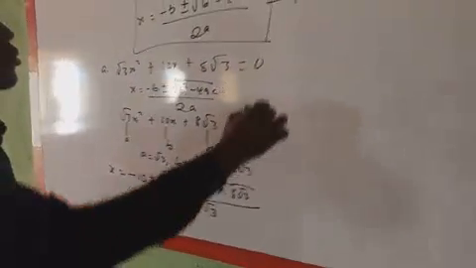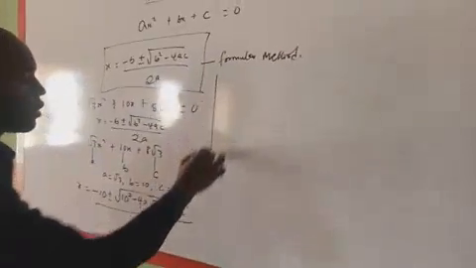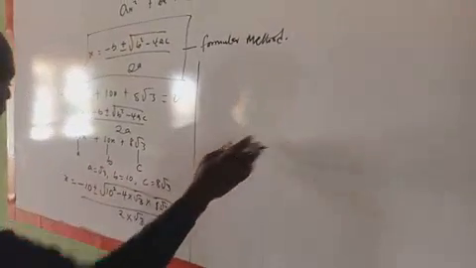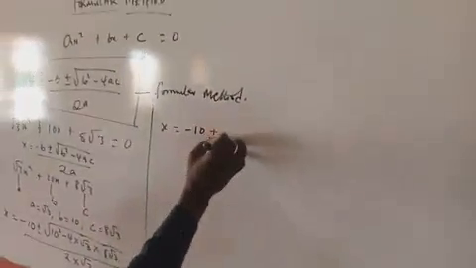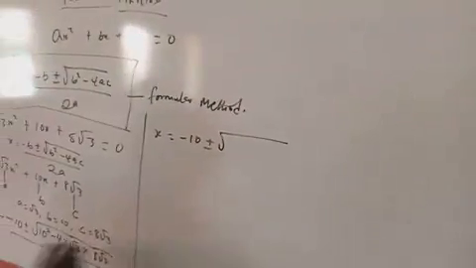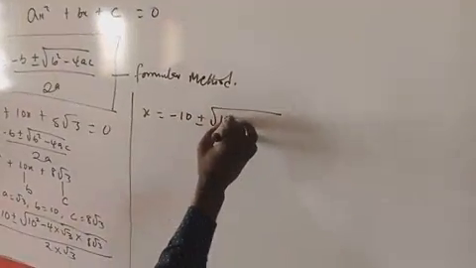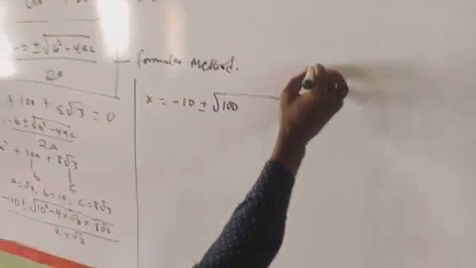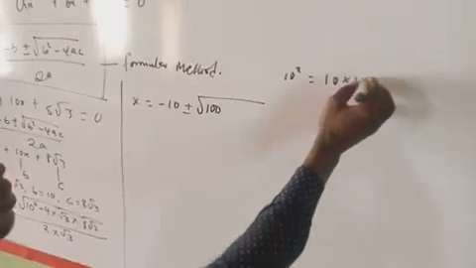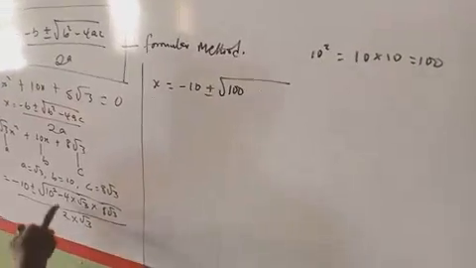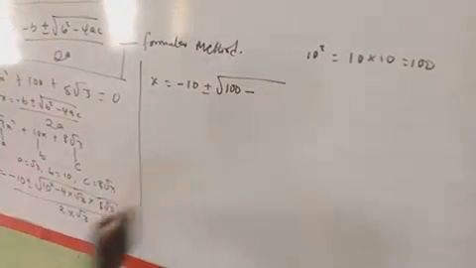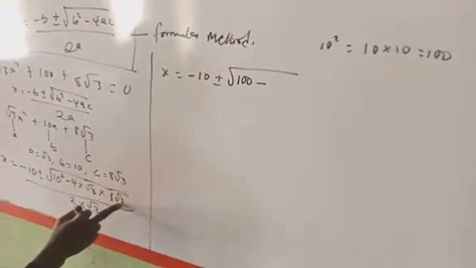So I'll draw this way so that I can continue my solution from this point. Then I'm going to have x equals minus 10 plus or minus the square root of 10 squared, which is 100. When I say 10 squared, I mean 10 times 10, which will give me 100. Then I'll have minus 4 times root 3 times 8 root 3.